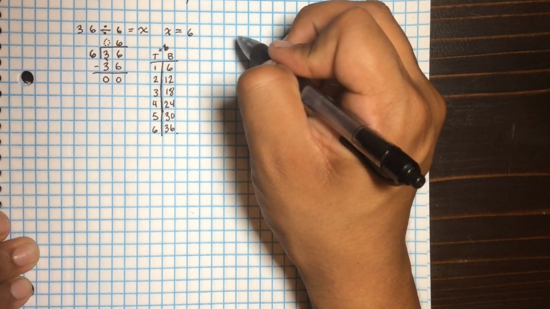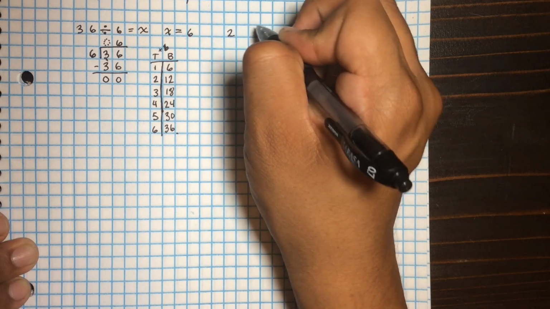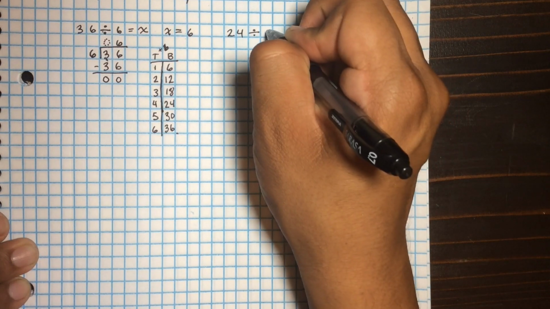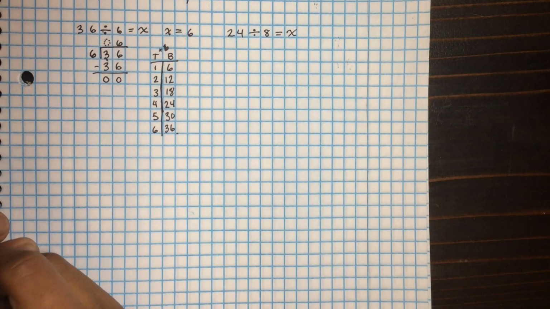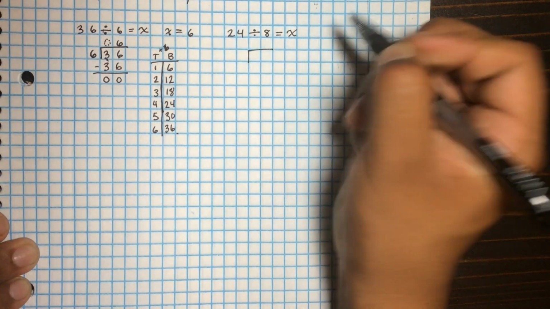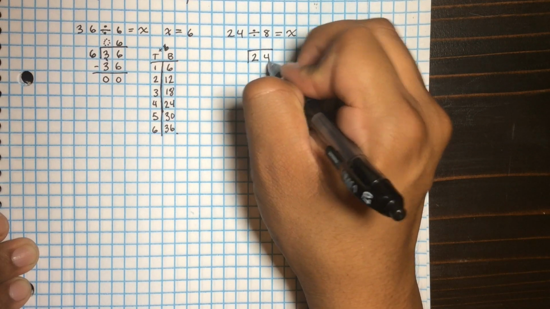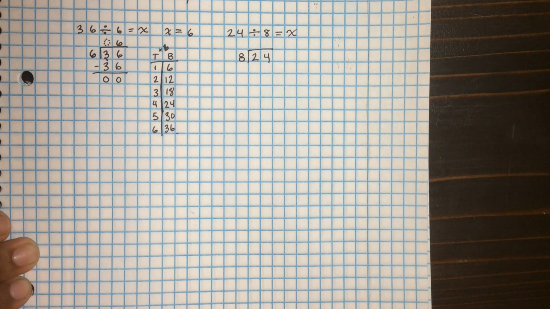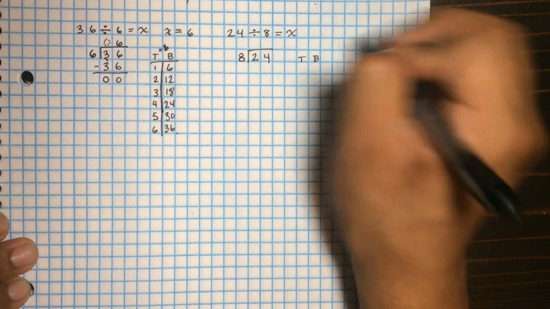Let's do another one. Let's pick another one. Let's do 24 divided by 8 equals, well, variable, I don't know, x. So I'm going to write it up again. Remember, my dividend is going to be 24. My divisor, the one actually doing the dividing, will be on the outside, is 8. Now, if I don't know my 8s, I can definitely make a top and a bottom chart.